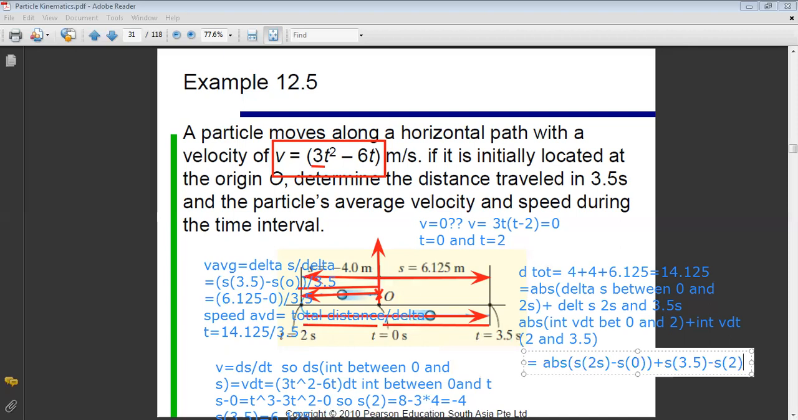Okay, so if we replace, you get S2 minus S0 is minus 4, but we take the absolute value, so it's plus 4. And plus S at 3.5 minus S2, it's 6.125 minus S2, which is minus 4, so minus minus 4, which is plus 4. So we go back to the same result, that the total distance is 14.125. Okay.